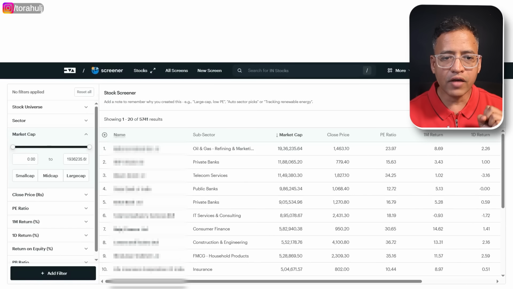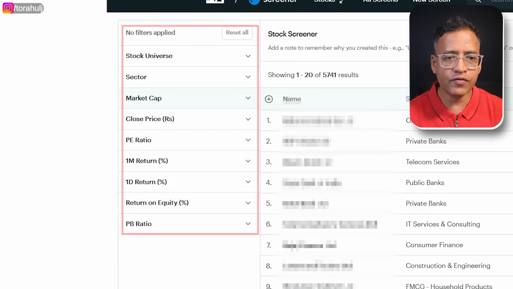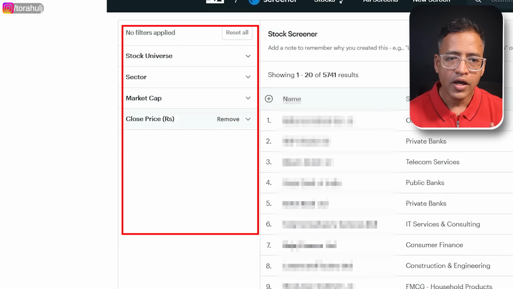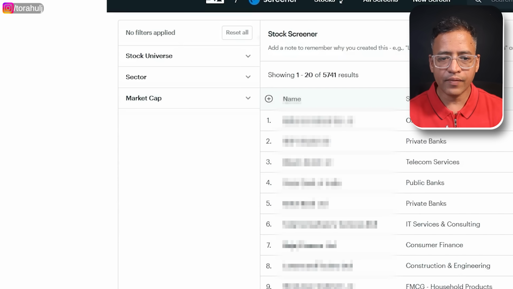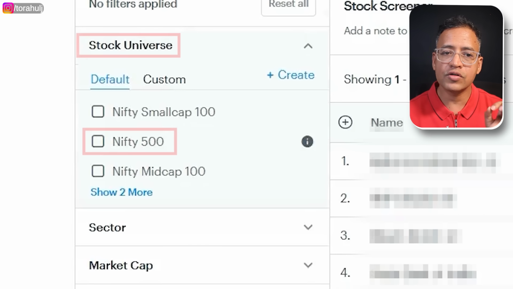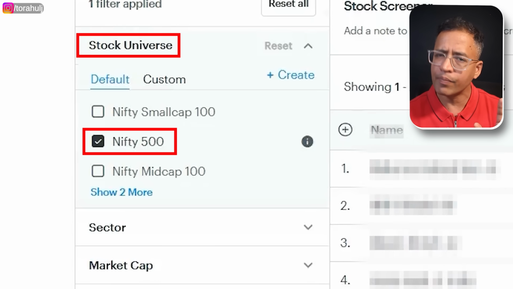First thing we will do is get rid of all of these filter criteria here. PB ratio, return on equity, just get rid of all of them. We want to start afresh here. We are not worried about anything else. Now, the first criteria is to select the stock universe, which is Nifty 500. I am only interested in the top 500 companies. I don't want to go to micro cap companies because they are very risky and very illiquid as well. So 500 is the top universe that I've selected.